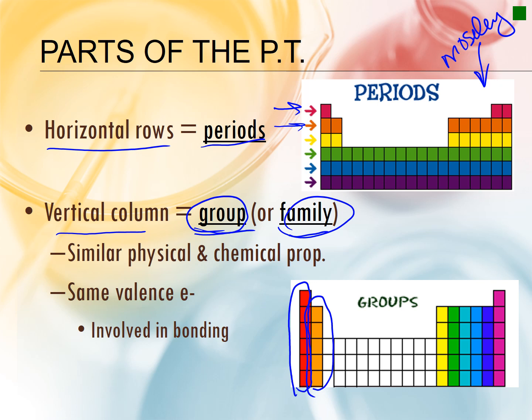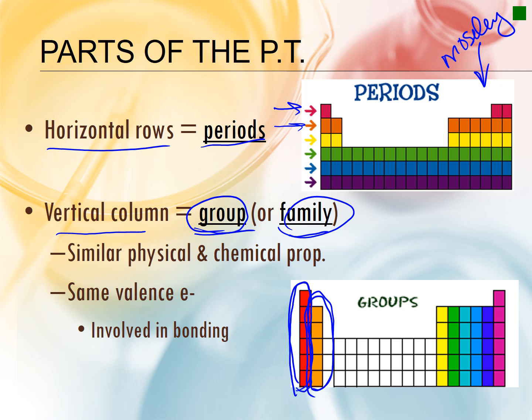How can you remember that groups or families are similar in properties? Well, if you think about a group that you're part of, such as, let's say, environmental action, you guys have a similar interest level in the environment, and that's what makes you a group. If you're part of the same family as each other, you have similar characteristics, similar interests, things like that. So that's how you can remember that the vertical columns, the groups or families, have similar properties, both physically and chemically.